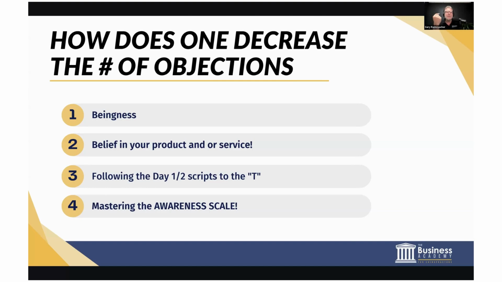They've been trained in systems. They've been trained in their report of findings process. They've been trained in hiring. They've been trained at a different level. So the beingness is different, right? And then number 2, belief in your products and services.